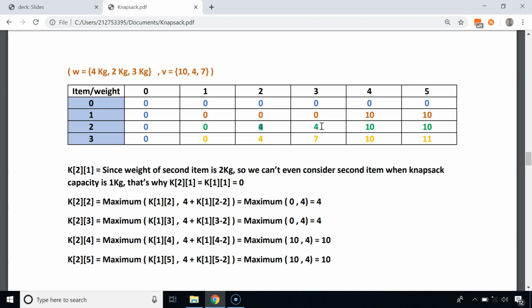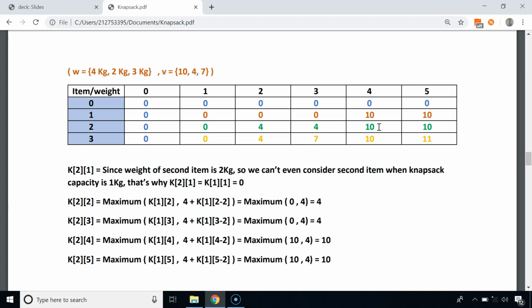Now let's calculate K23. So K23 will be the maximum of either this value or the value of this expression. So 4 plus K11. So K11 is 0. So the maximum of 0 or 4. So we will take the maximum value. So K23 will be 4.